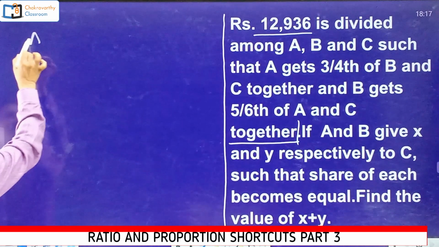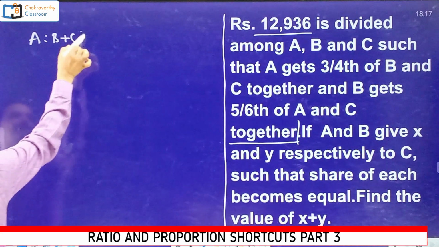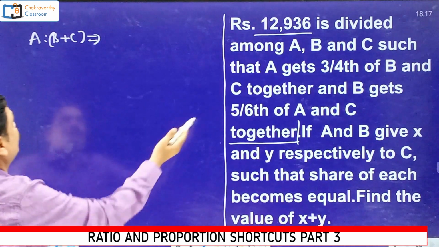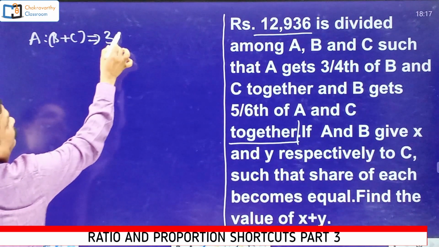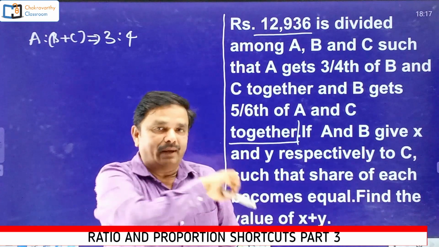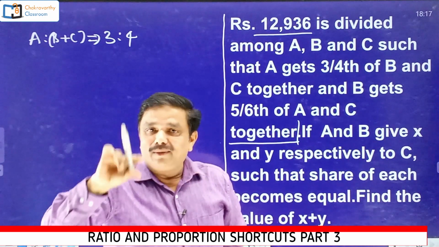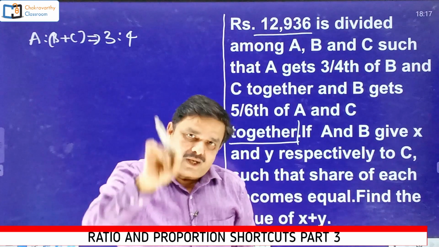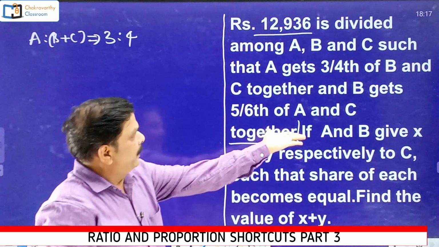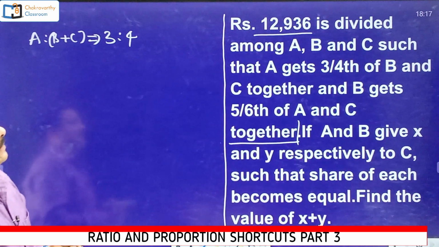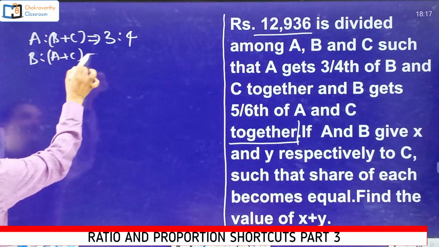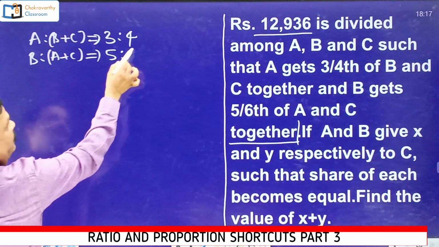That means simply we can conclude that A is to B plus C. When they have given A gets 3/4 of B and C together, A is to B plus C is obviously 3:4. If you have any doubt, the basic class of this one I have already posted on YouTube. I'll give the link in the description box. You just try to watch that video so that you can find out why I have written this 3/4 here. Next, similarly, second case, B gets 5/6 of A and C together. That means B is to A plus C is nothing but 5:6.